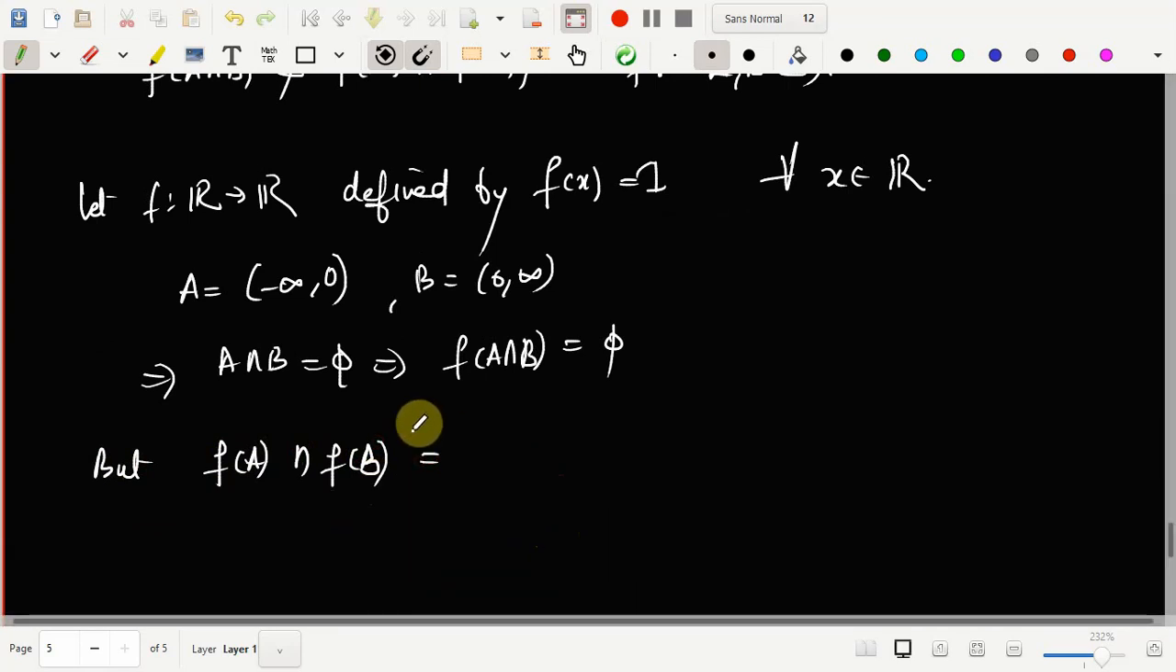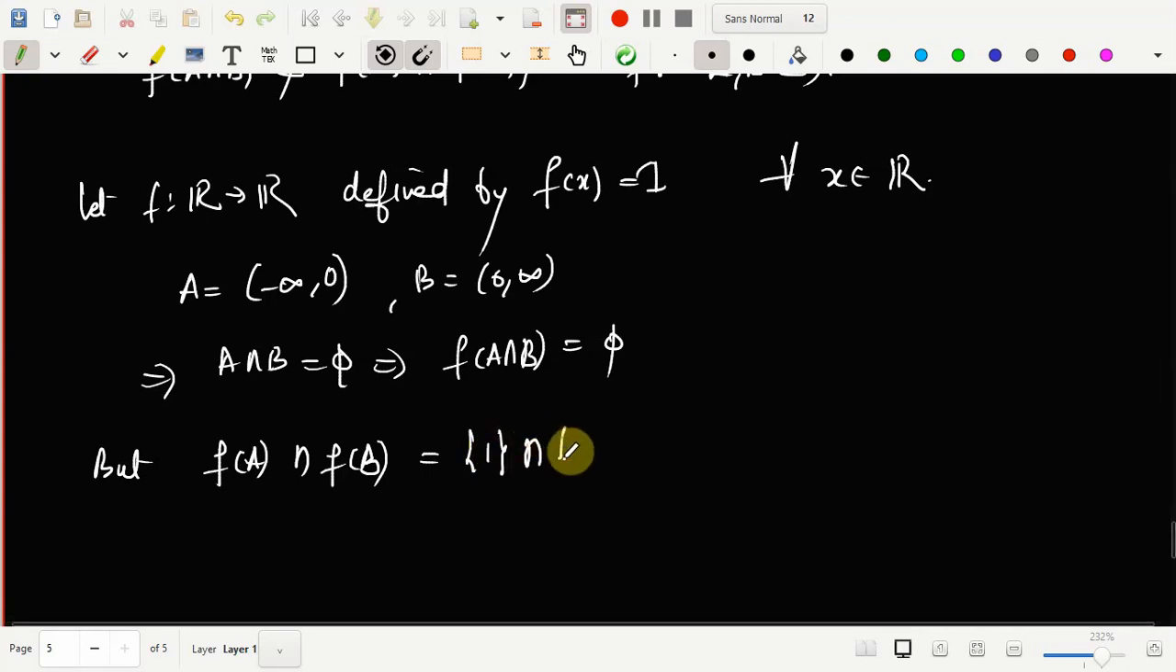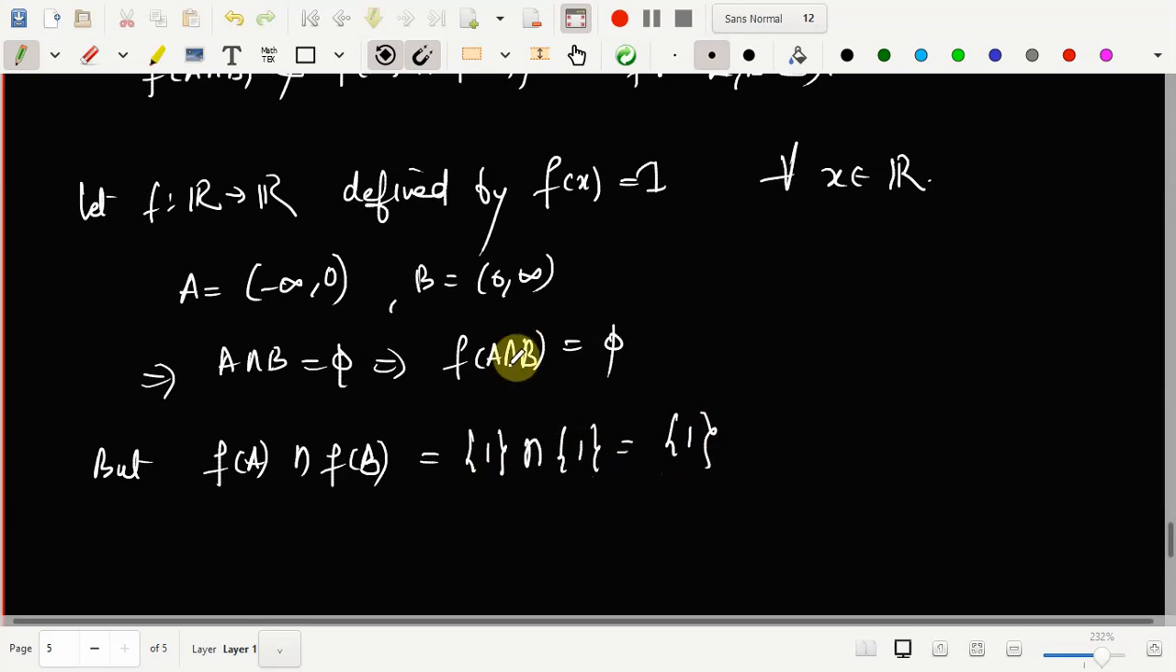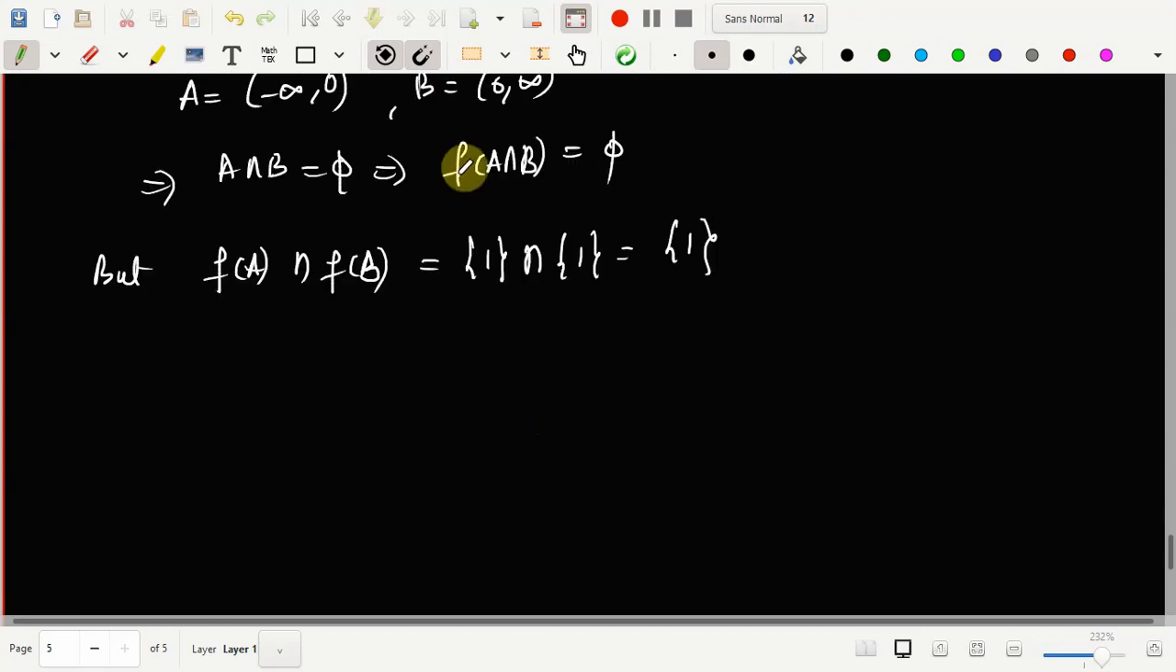This is nothing but f of a. Since all the elements of this map to 1, this is going to be a singleton 1, and this is also going to be singleton 1, so therefore the intersection is 1. So you can see that this f of a intersection b is totally contained in f of a intersection f of b, and therefore since it's not a superset, they are not equal.